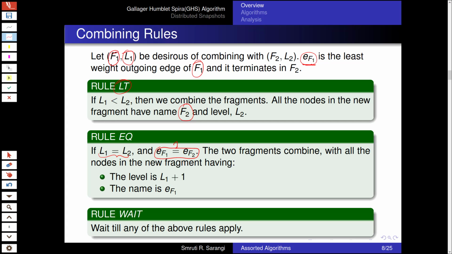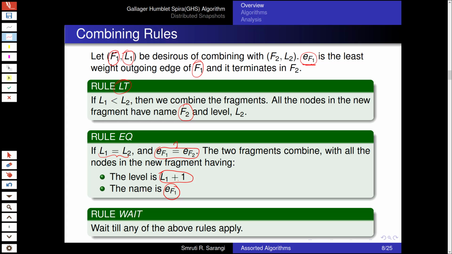So it's important, even if their levels are equal, they just don't combine like that. Only with the LT rule, if the levels are not equal, then L1 will combine with L2. Otherwise, their least weight outgoing edges have to be the same. Only then we combine, and then as we have discussed, the final level is L1 plus 1. And we also discussed that we'll give both the fragments and the nodes within them a new common name. And the new common name is basically the name of the edge.